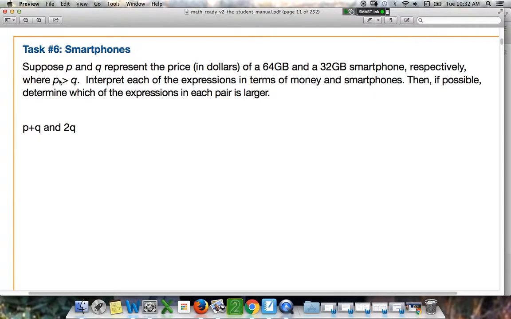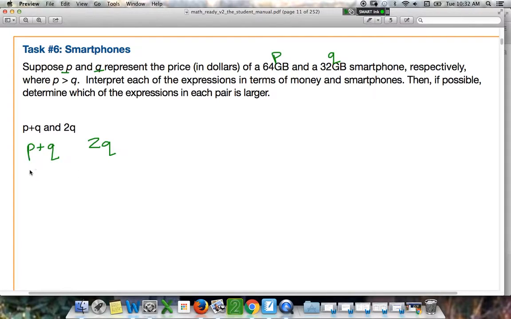So we pause the video and read it, but you know that P and Q, P is the 64 and 32 is the Q. But we always know that P is larger than Q. That is a given. Interpret each of them in terms of money and smartphones. So if we talk about P plus Q and 2Q, a lot of people will say, well, this is larger because if P is larger, then it has to be more than this because that's only 2 Qs and this is a bigger number. So here's how you're going to do this.